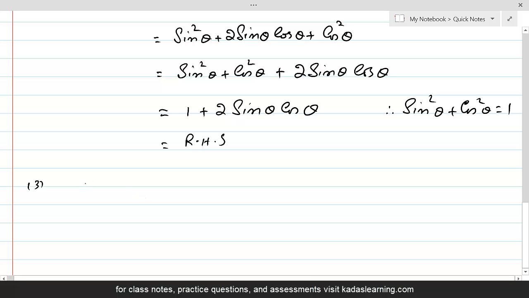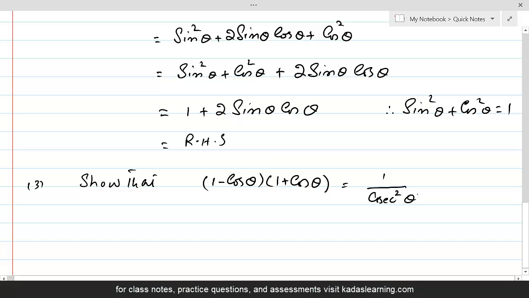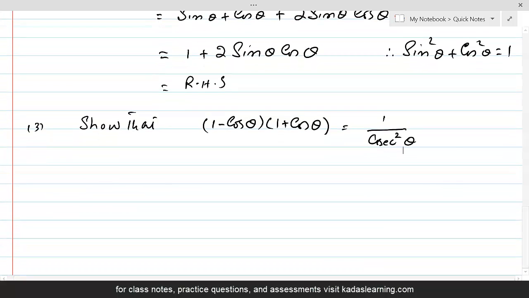Here, prove or show that 1 minus cos theta into 1 plus cos theta is equal to 1 over cosecant square theta. So let's take left hand side.